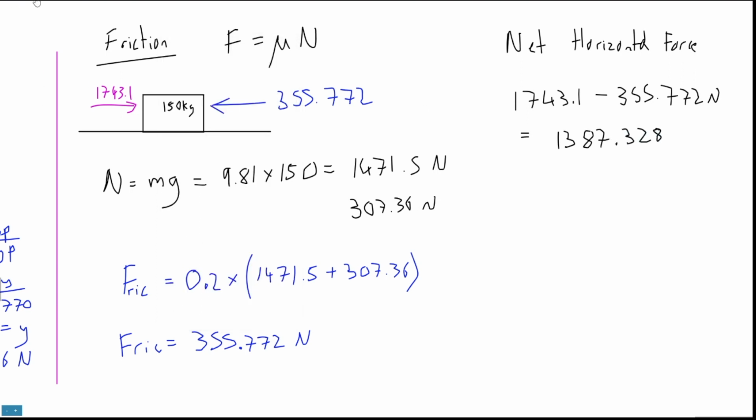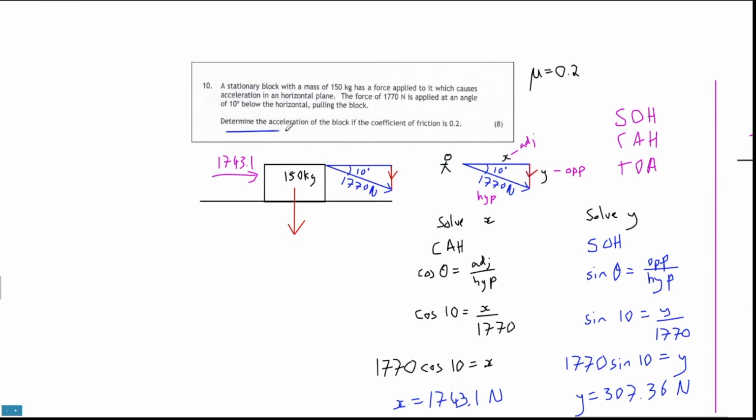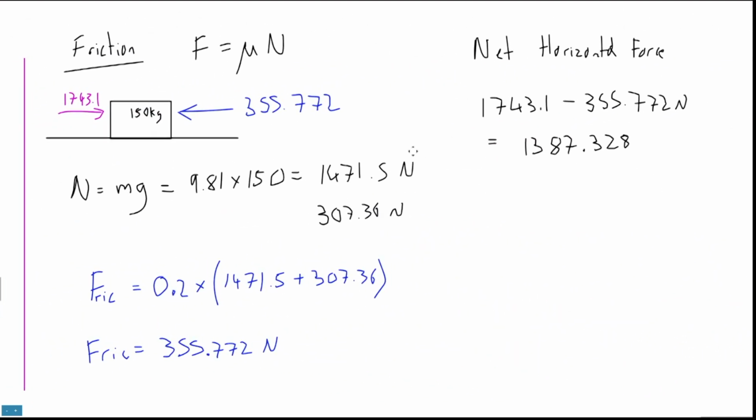I thought this would be easy. It turns out it's quite long. We're on the last stretch now. Now, in the question, it asks us, determine the acceleration of the block. So in order to find the acceleration, we're going to use F = ma. All right, so let's do the acceleration of this thing. We're going to use F = ma. We know the block has a mass of 150.